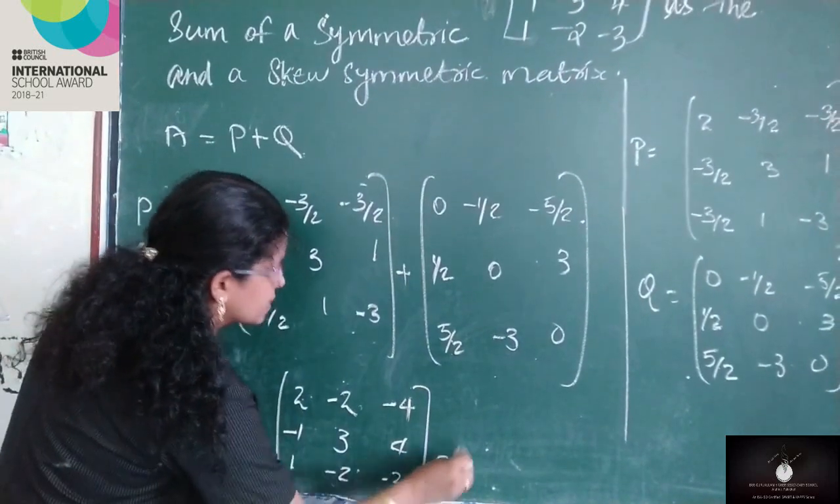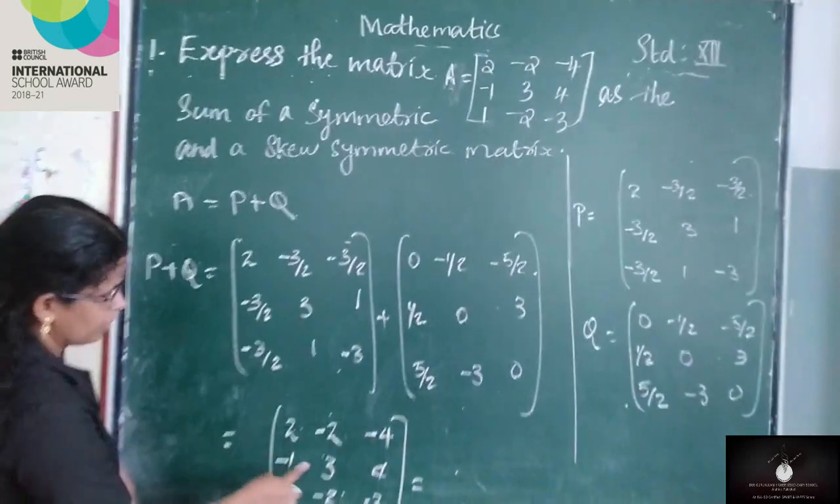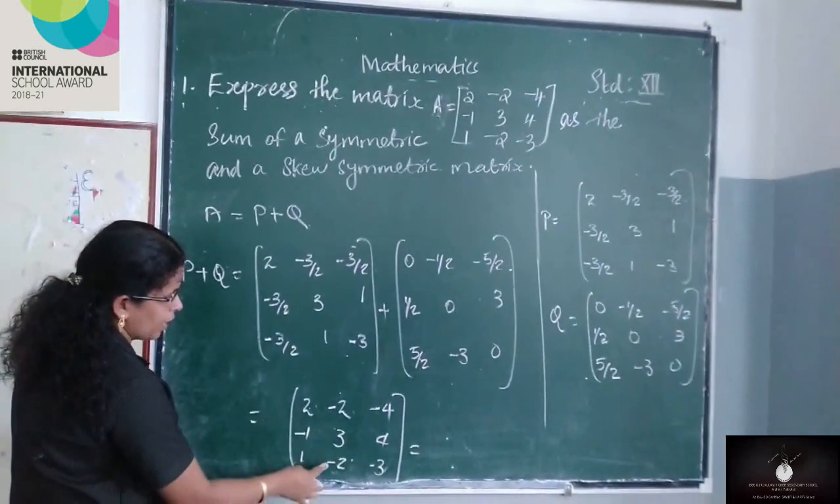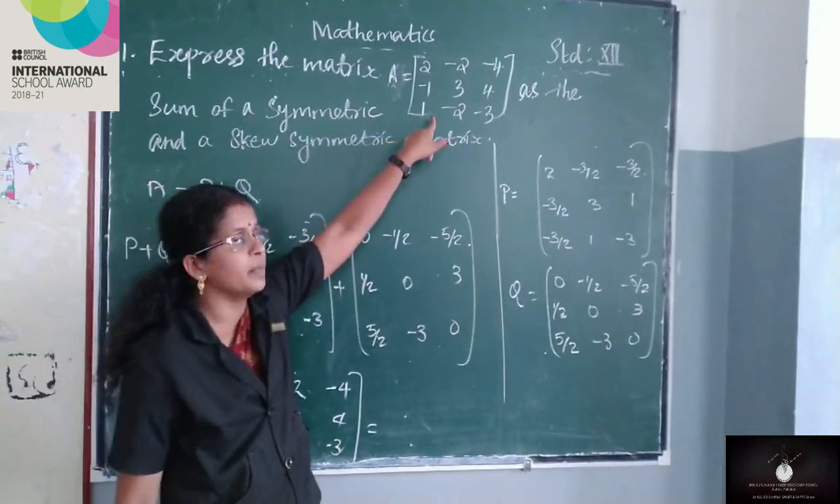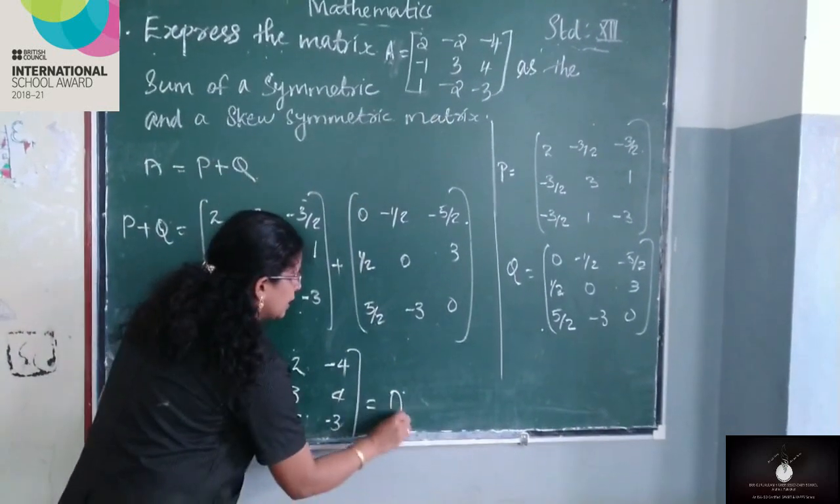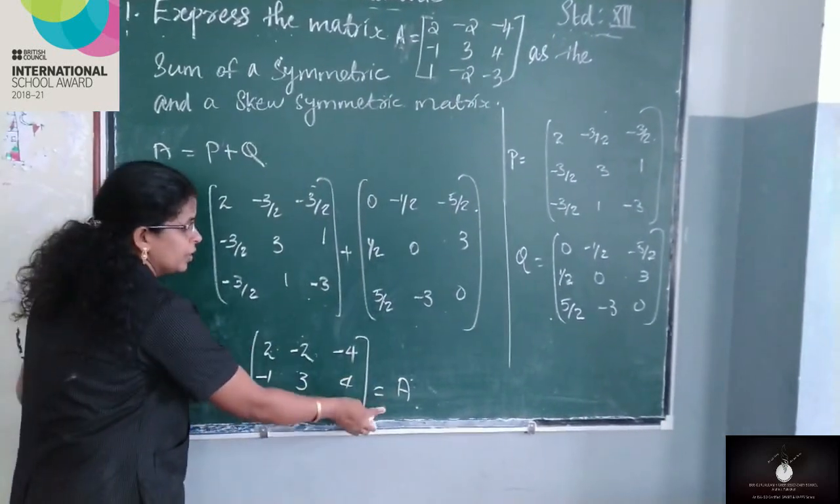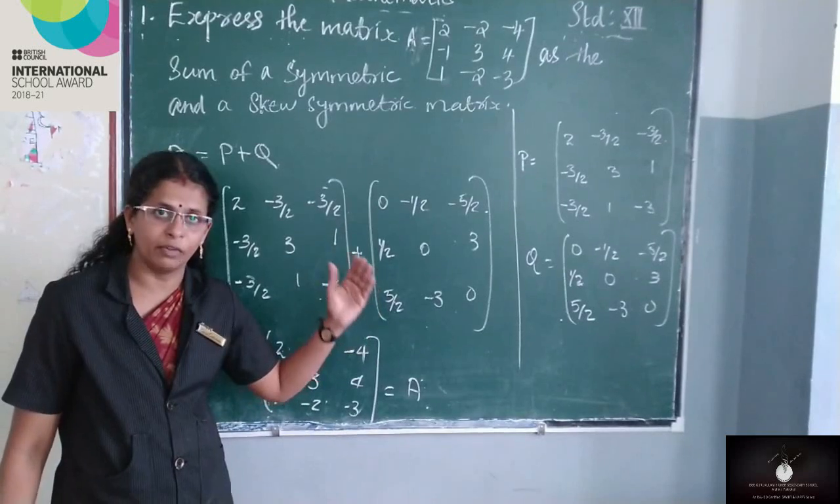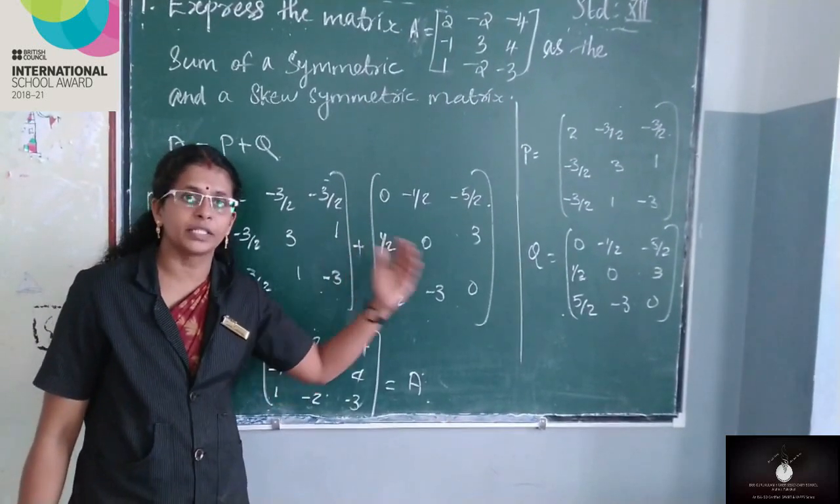That is this matrix. This matrix 2, minus 2, minus 4, minus 1, 3, 4, 1, minus 2, minus 3, that is the given matrix A. So we got A, P plus Q is equal to A. A matrix can be written in the form of sum of symmetric and skew symmetric.